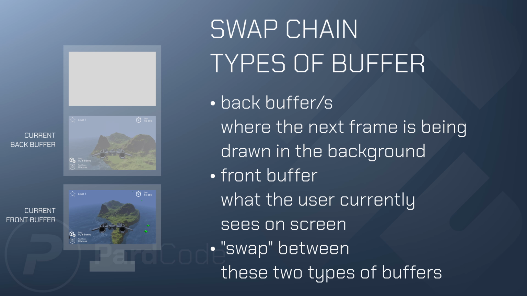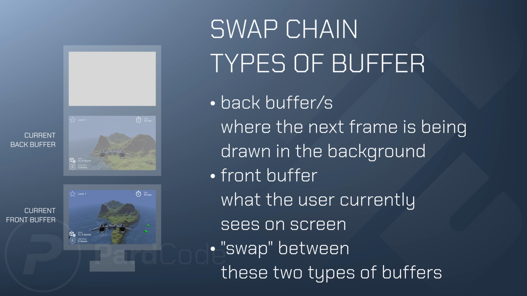There are two types of buffers involved here: the back buffer and the front buffer. The back buffer is the one we are free to render into. It is not currently shown on the screen. The front buffer, instead, is the one presented to the screen. It's called swap chain because these buffers are continuously swapped.